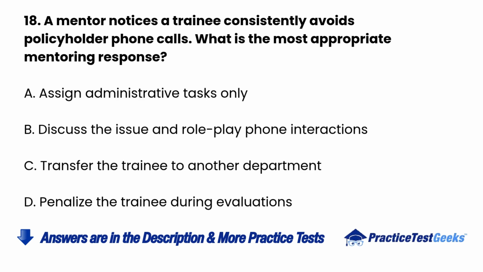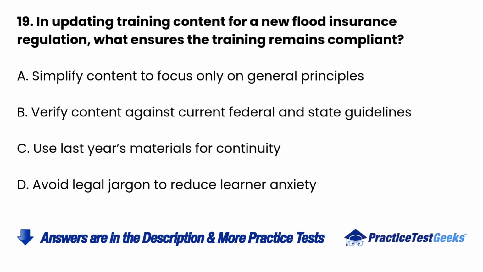18. A mentor notices a trainee consistently avoids policyholder phone calls. What is the most appropriate mentoring response? A. Assign administrative tasks only. B. Discuss the issue and role-play phone interactions. C. Transfer the trainee to another department. D. Penalize the trainee during evaluations.